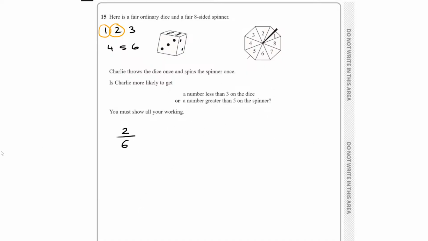Then let's look at the other one. A number greater than 5, that would be 6, 7, or 8. Again, it doesn't include 5, does it? It's just greater than, anything bigger than 5. 6, 7, and 8. So what's that probability? Well, there are 3 chances to get greater than 5 out of 8 different options. So these are my 2 probabilities. Maybe if I label them. This one is the spinner, and then the dice was 2 sixths, wasn't it?